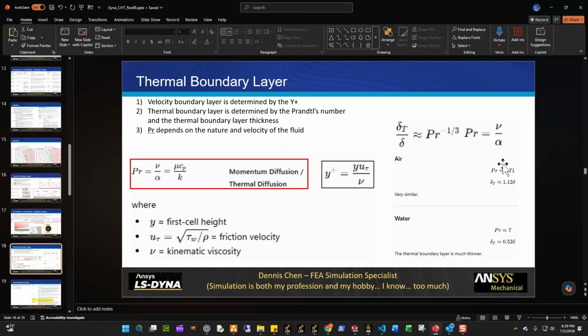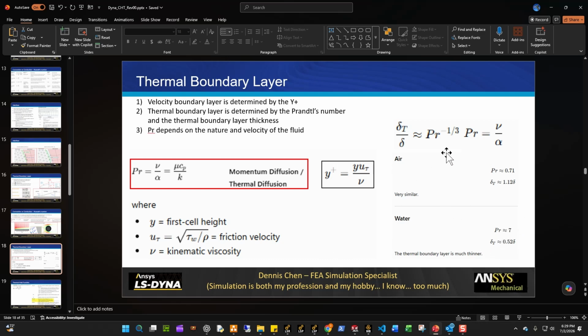Given the nature of the fluid, for example, if it's air, you're going to have a thermal boundary layer that's slightly higher than the velocity boundary layer, which means you're usually good if you keep them the same. For water, you're going to have a thermal boundary layer that's a little bit smaller than the velocity boundary layer, about half of it.